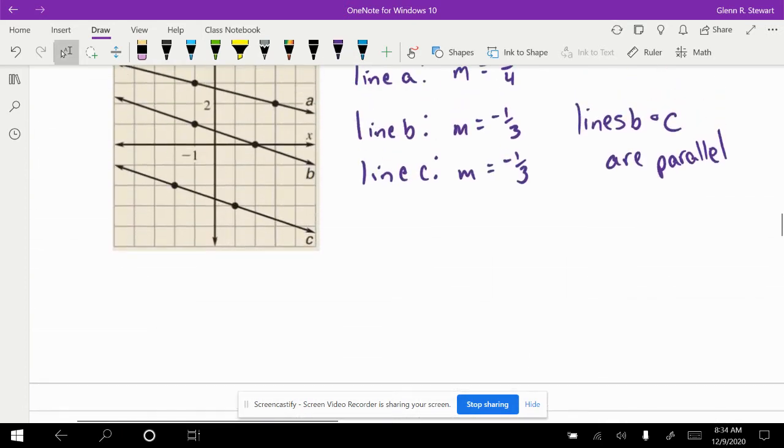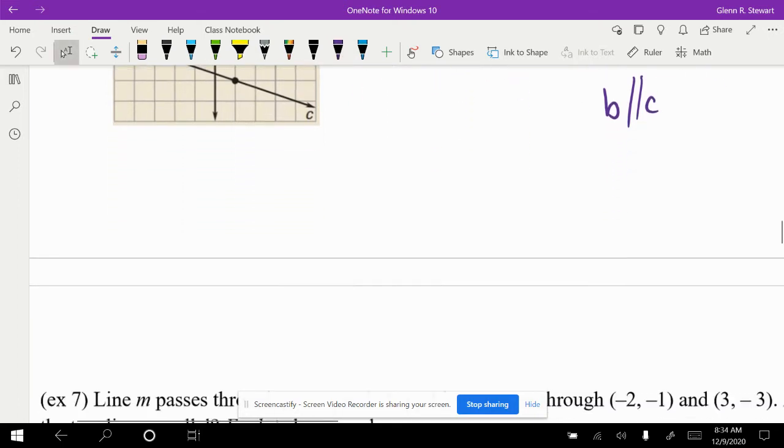Well, just a clarification, you can also write that as B parallel to C. It's that parallel notation that we use.